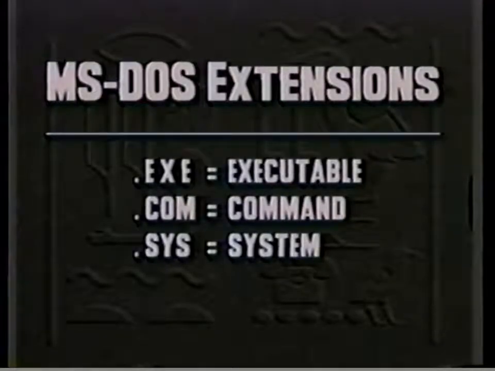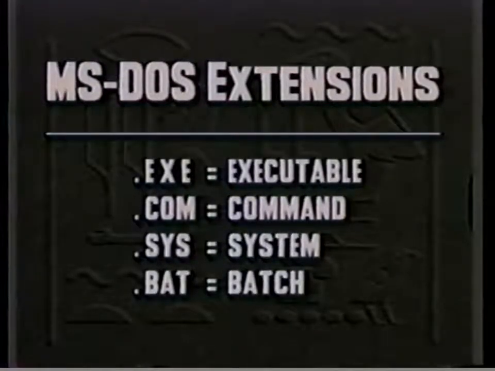.sys is the DOS extension for system files, which contain information about the system hardware, like the mouse or the keyboard. It helps DOS communicate with the hardware more efficiently. Finally, .bat extensions denote batch files. Batch files contain lists of DOS commands which are automatically performed.